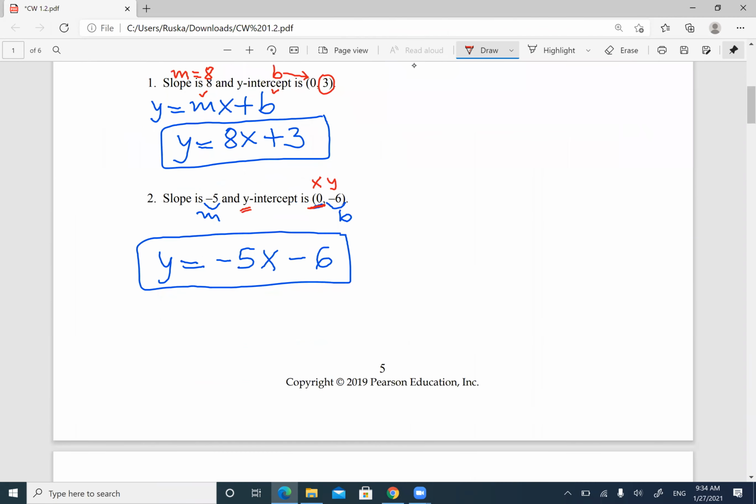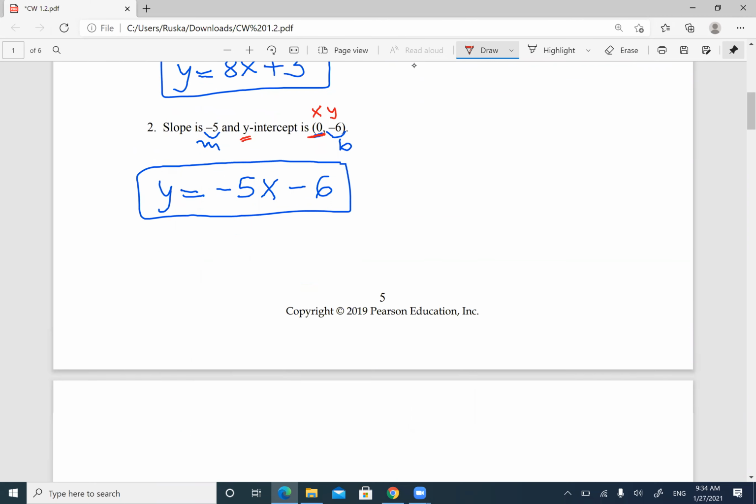So intercept is where it's going to cross over, correct? Yes, we're going to cross the x-axis or the y-axis. Okay, thank you. You're welcome.